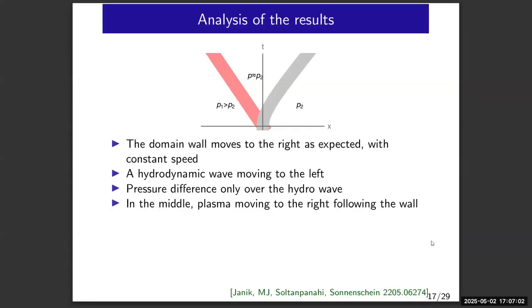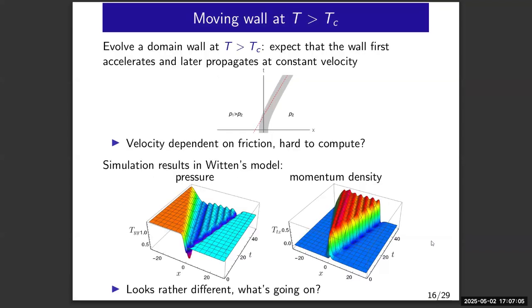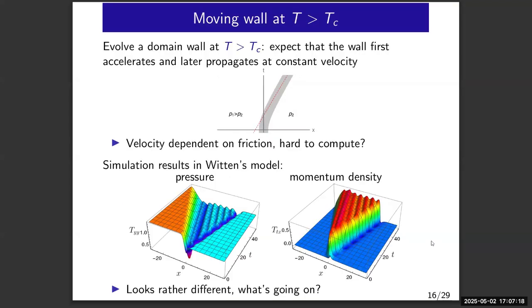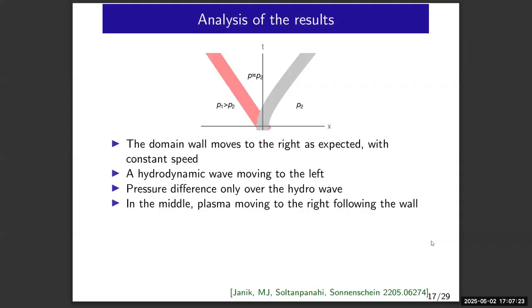So if you look at these plots, indeed the domain wall is moving to the right, going at roughly constant speed as expected. But also there is this hydrodynamic wave moving to the left, and the hydrodynamic wave is this picture here. What you can see from these plots is that there is a pressure difference essentially only over this hydrodynamic wave. There's no pressure difference over the domain wall. The domain wall is basically just force-free. And between these two walls, there is plasma moving to the right, following the domain wall.